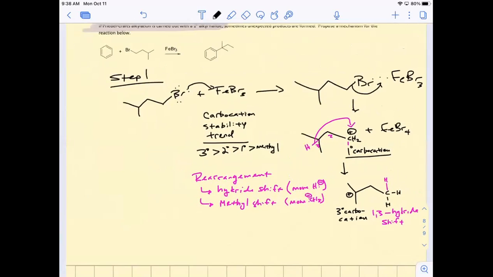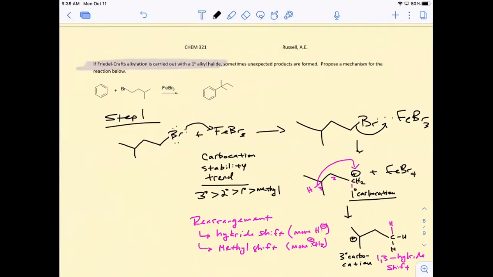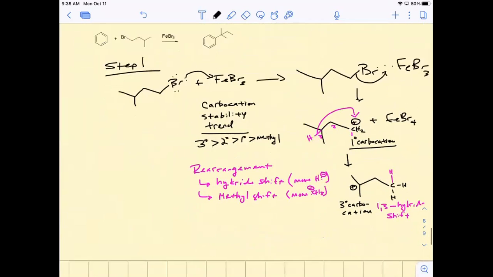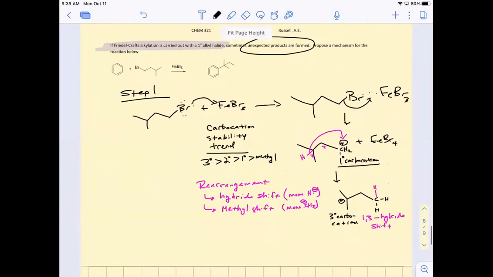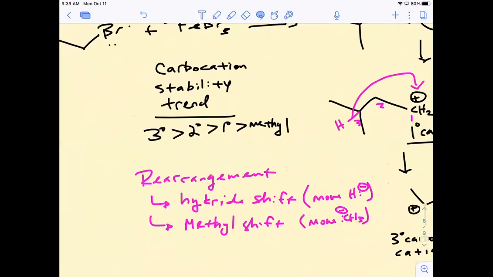That's why I worded the question like I worded it, that unexpected products are formed. You expect the ring to attack that primary carbon, but in reality, what you're going to end up with is the ring attacking the tertiary cation, right after the rearrangement happens. On paper, yes, you may have to show the rearrangement, but in practice, it's going to happen anyway. Those primary carbocations just are not very stable, and if there's a way to stabilize it, it's going to happen.